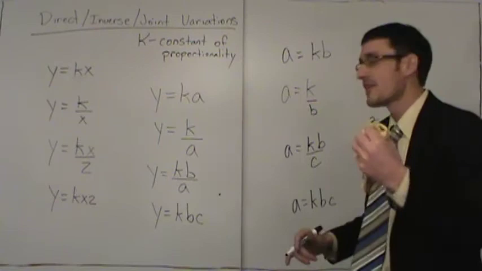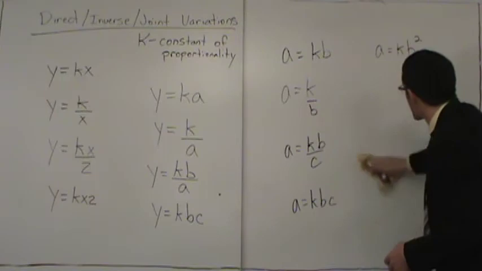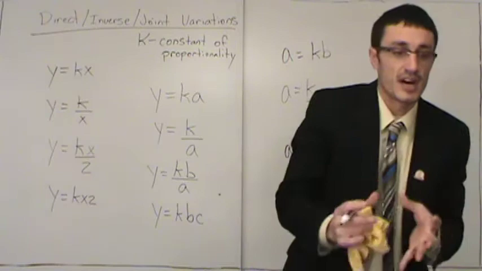Okay? Now, write this one. A varies inversely as the square root of b. Remember, inversely means put it on the bottom. Okay? Now listen to the difference.